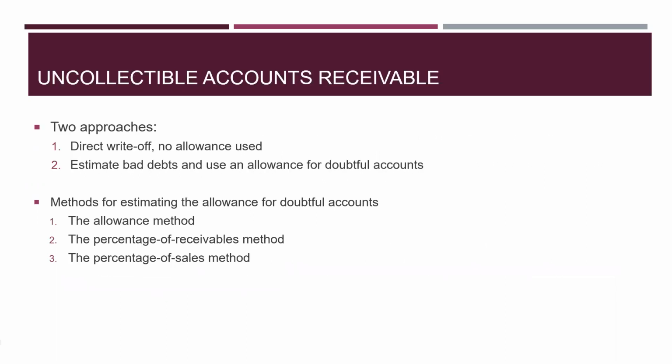Now, how do we account for uncollectible accounts receivable? The companies that do have accounts receivable look at their historical information to determine how they can estimate the uncollectible amounts. There are two approaches that the companies can use. The first one is the direct write-off, which is also called the no allowance approach.